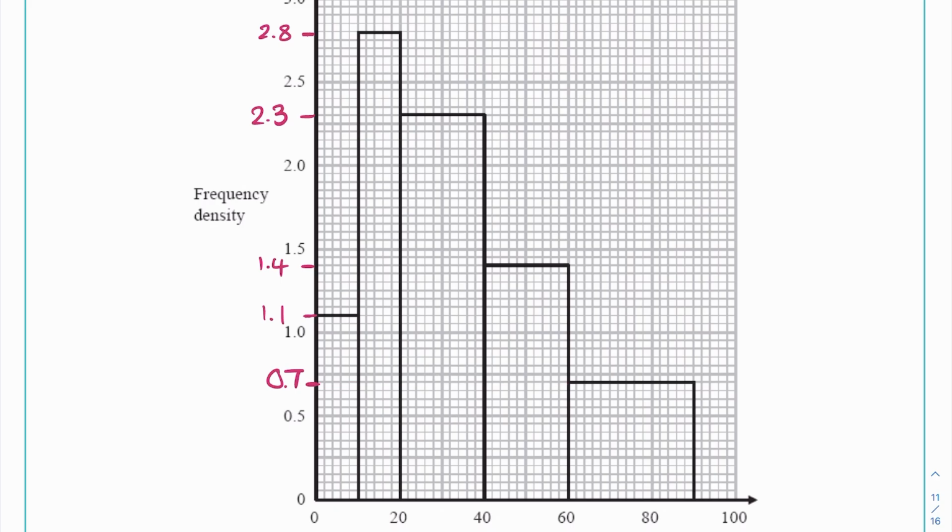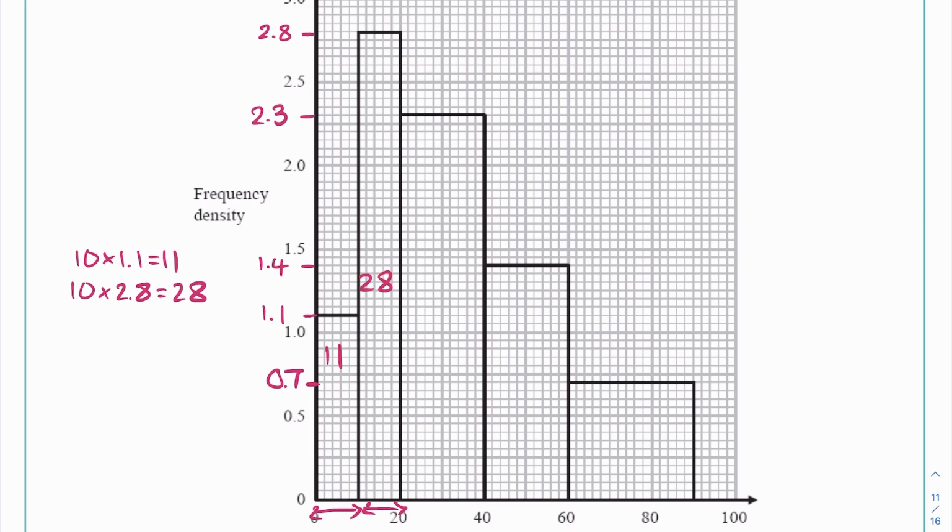So if we work out the area of each bar, that first bar has a width going across from 0 to 10. So 10 times 1.1, that would be 11. Again, I'd probably want to write these down to the side. So there's 11 people in that first bar. The next one has a width of 10 as well, and that has a height of 2.8. So 10 times 2.8 is 28. There we go. So 28 people in that bar.